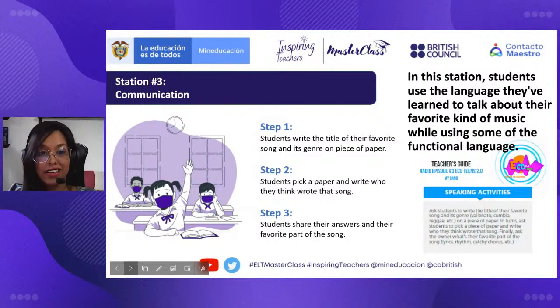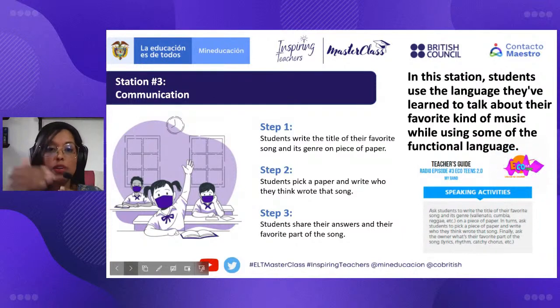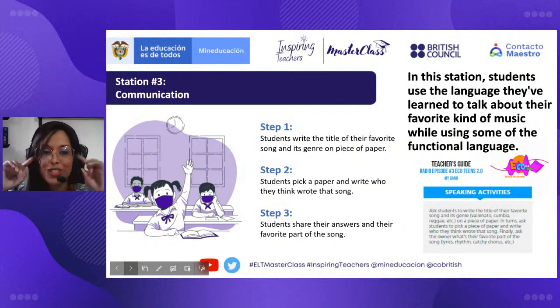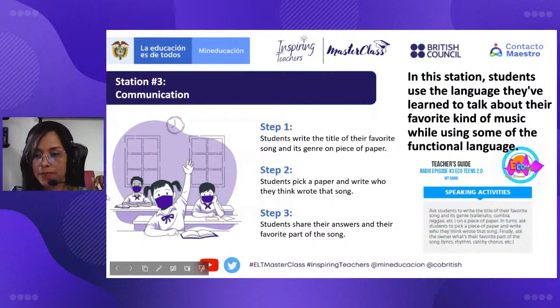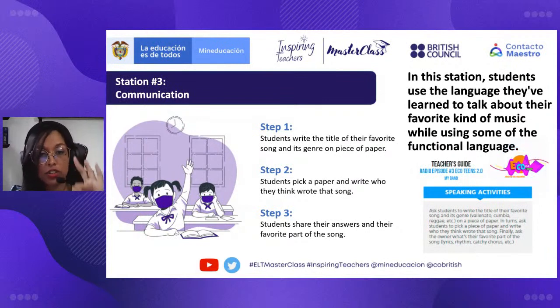So a good idea here in the different stations, like collaboration and communication, is to maybe put a little piece of paper with that functional language again, so that students have it at hand, so that they can see it and use it during these different activities. So we've talked about all three stations. These are three examples. Remember, you guys can use lots of different ideas.